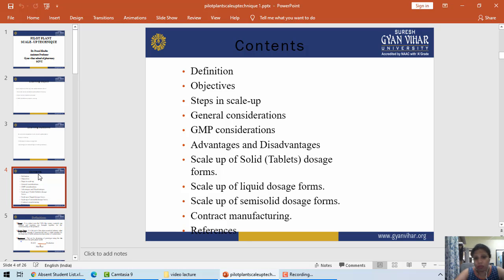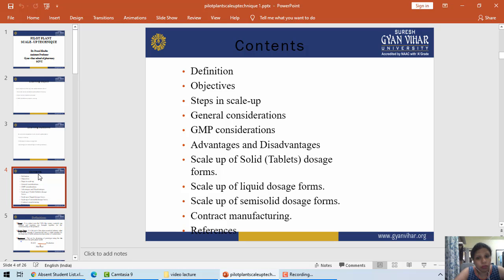In this you will come to know about the advantages, basically the basic considerations of the pilot plant and scale up. Then GMP consideration, good manufacturing practices related to the scale up and pilot plant, you will come to know in this unit. Other than that, we will learn advantages and disadvantages in this unit, as we have discussed in the previous slides. Also we'll discuss some advantages and disadvantages, so you will come to know about this.